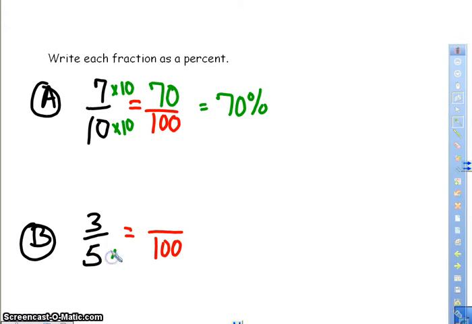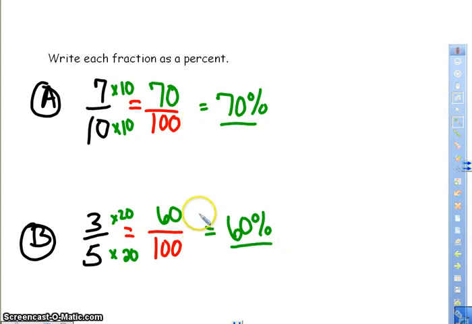Here, 5 times 20 is 100. So I'm going to multiply my numerator by 20, and 3 times 20 is 60. 60 is the number being compared to 100, so it's 60%. You have to make sure you put the percent signs on your answers to notate that it's a percent. 70% is different than 7 tenths, which is obviously different than the number 70, as 3/5 is equivalent to 60%. So that percent sign is very important.